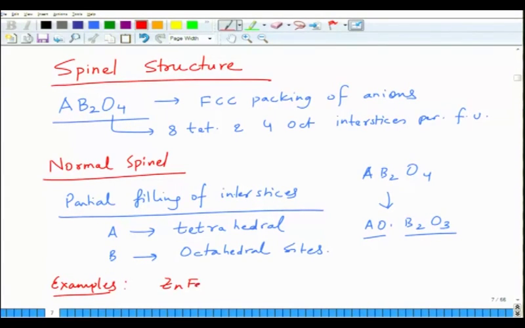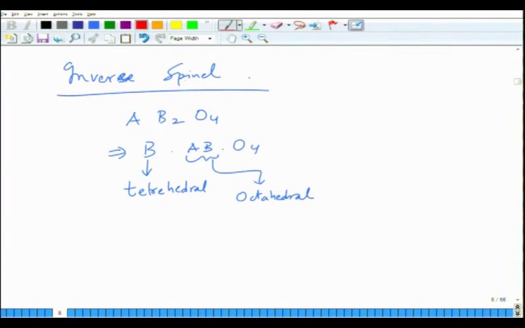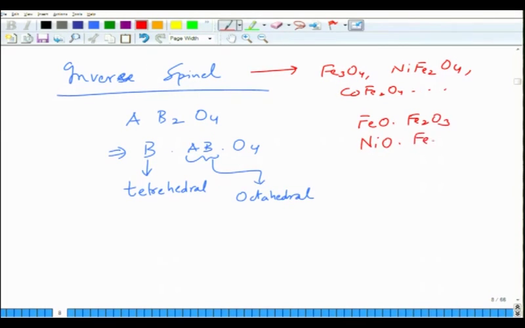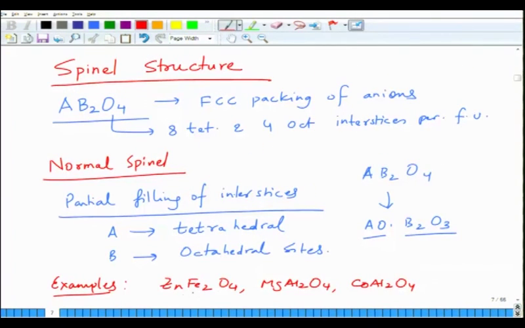Examples of normal spinels are things like ZnFe2O4, MgAl2O4, CoAl2O4, cobalt aluminate, magnesium aluminate, and so on and so forth. And examples of inverse spinels are Fe3O4, NiFe2O4, CoFe2O4. Most of the ferrites make this kind of structure, inverse spinel. So, you can write Fe3O4 as FeO dot Fe2O3, NiFe2O4 can be written as NiO dot Fe2O3, and so on and so forth. Similarly, here you can write this as MgO dot Al2O3, CoO dot Al2O3, and so on and so forth.